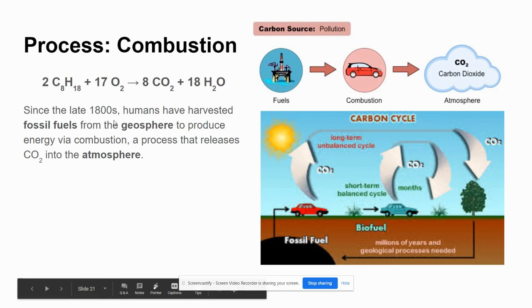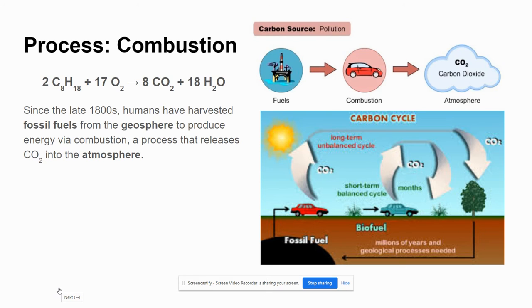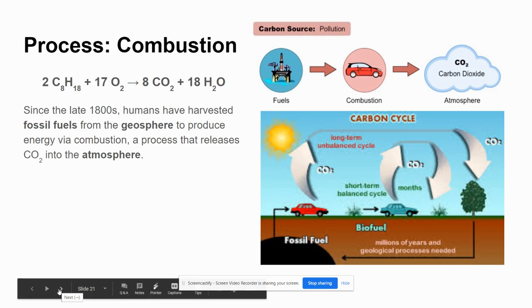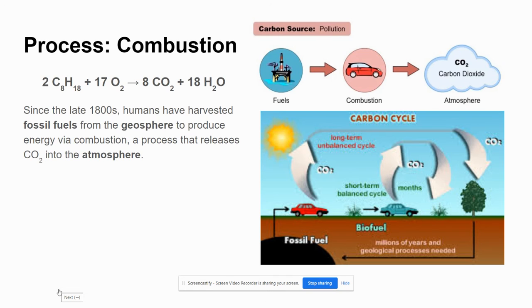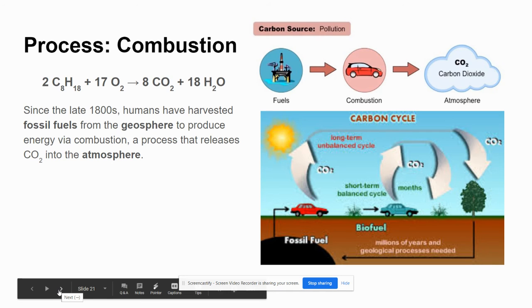Now, since the late 1800s, when the Industrial Revolution started, humans have harvested fossil fuels from the geosphere to produce energy via combustion, a process that releases carbon dioxide into the atmosphere. And as global energy demand has increased, we need to harvest more and more fossil fuels from the geosphere and basically convert them into carbon dioxide and water.